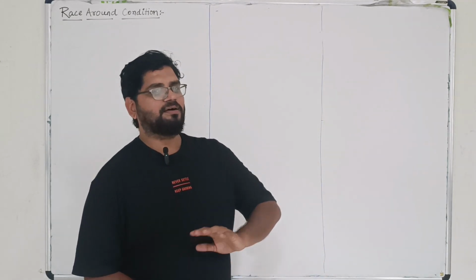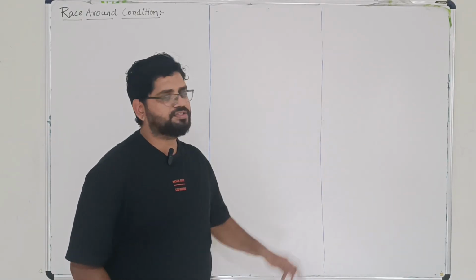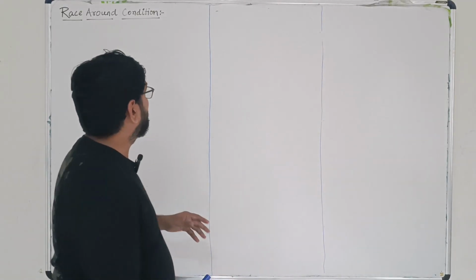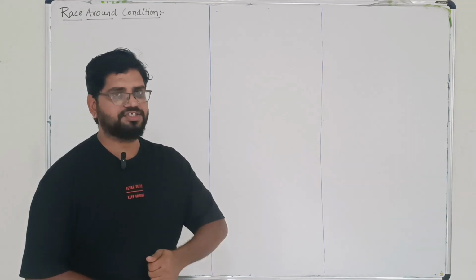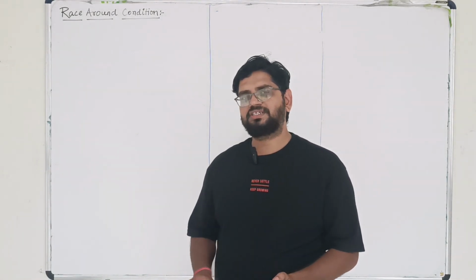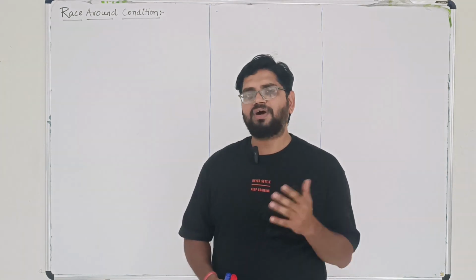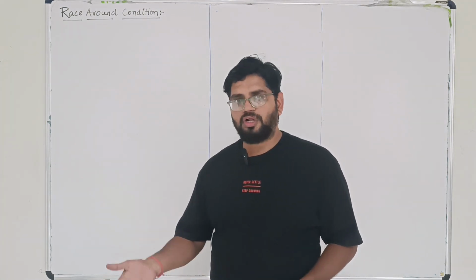We were discussing various topics of digital electronics in the previous videos. Today we'll start with our topic of discussion, that is race around condition. It is one of the very important topics. Many of the students have various types of confusion regarding what exactly race around condition is, why it is occurring, and how to resolve it.